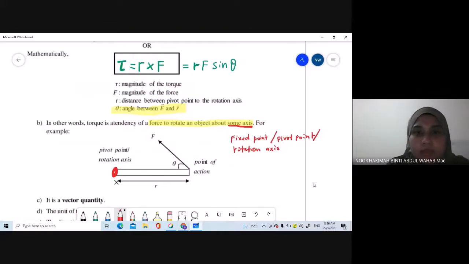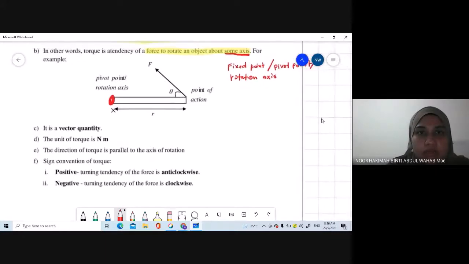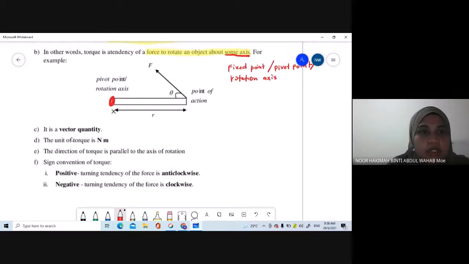Okay, saya pergi terus kepada equation tu. Okay. So it is a vector quantity. Unit untuk torque adalah Newton meter. The direction of torque is parallel to the axis of rotation. Okay, ini nanti kita akan tengok.